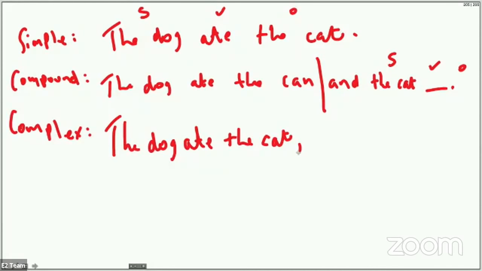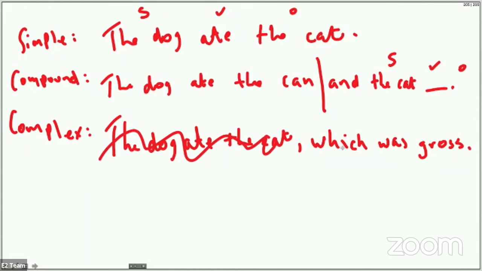Okay, but then you'll put a comma. There's different ways to write them, but this is one example: which was gross. This is called a complex sentence because if you got rid of this part here, it just has "which was gross." This is called a subordinate clause. This has a full subject, verb, object, right? The dog ate the cat, but this just has a sort of verb and an object. This is a complex sentence.